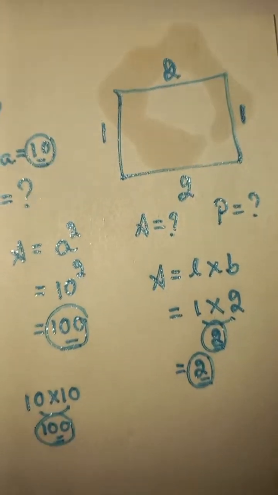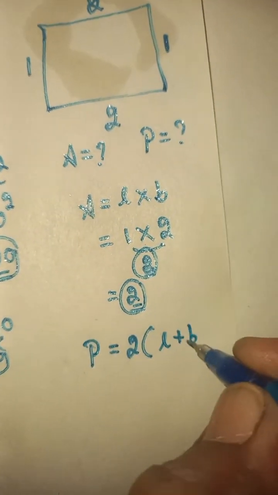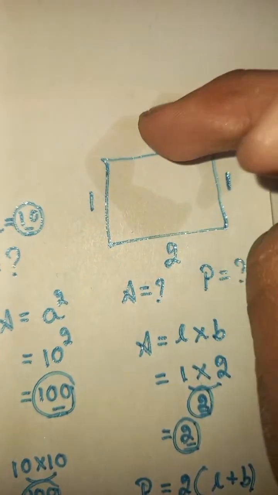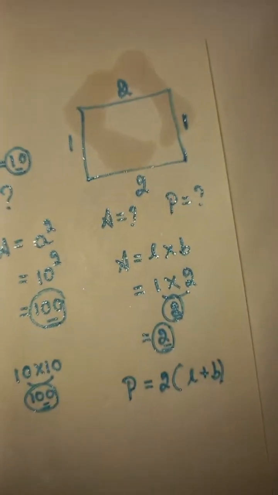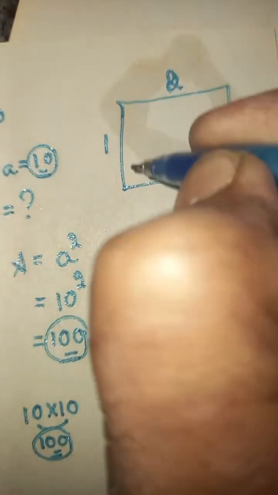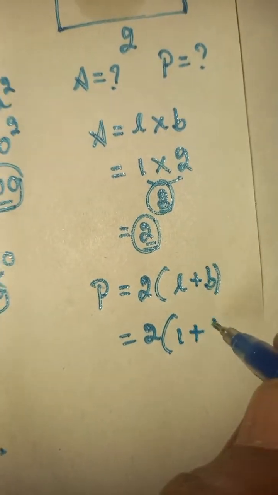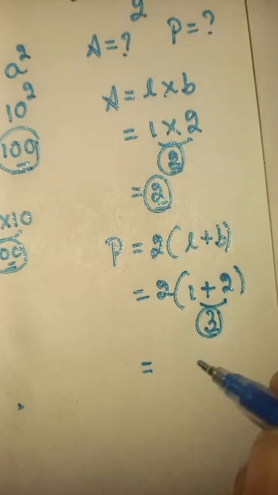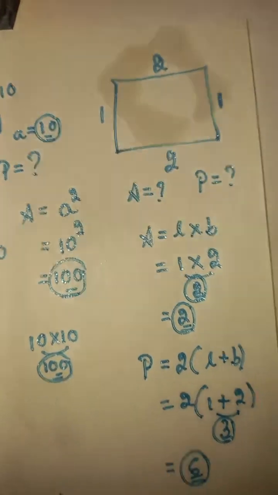Let's find out the perimeter. Perimeter of a rectangle is 2 times (length plus breadth). This is length and this is breadth. 2 times this gives even these two sides, so we get the complete perimeter of the rectangle. That is 2 times, here the length is 1 unit and breadth is 2 units. So 2 times 1 plus 2. 1 plus 2 is 3. So 2 times 3 becomes 6. 6 units is the perimeter of this rectangle.